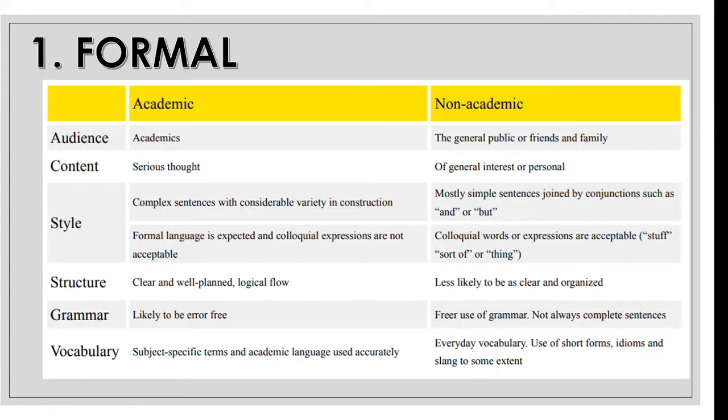In terms of grammar, formal writing would be likely to be error-free versus non-academic. There is only a freer use of grammar, and not always complete sentences. So basically, in academic writing, works or writing are edited for mechanics and grammar as well. For vocabulary in academic writing, subject-specific terms and academic language are used accurately. In non-academic writing, language tends to be not too specific, and it only uses everyday vocabulary and use of short forms, idioms, and slang to some extent.